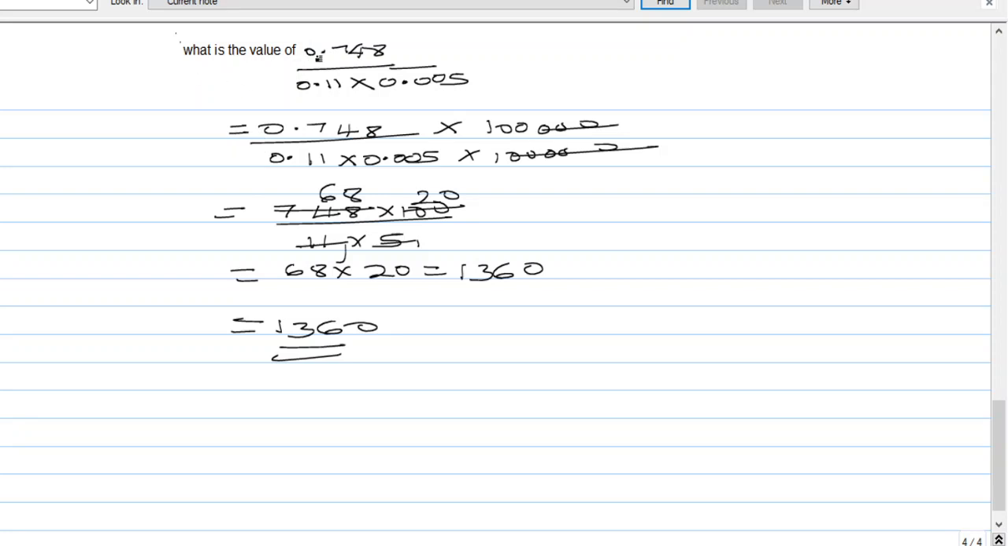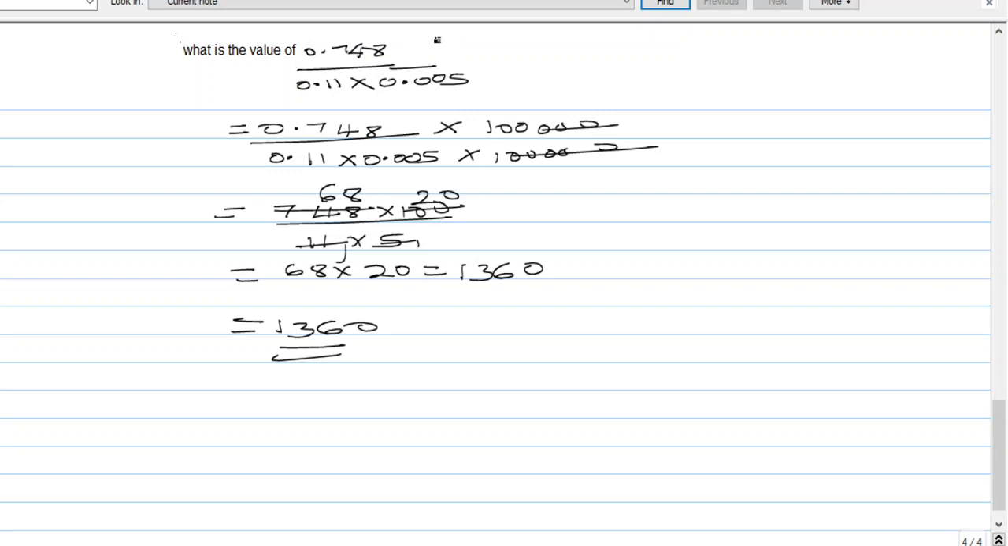That is the value of 0.748 divided by 0.11 times 0.005. The best thing is to count the number of decimal places in the numerator and denominator.